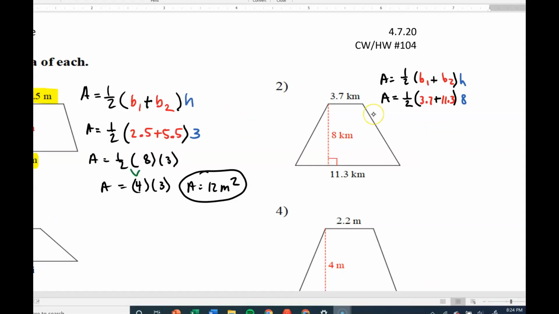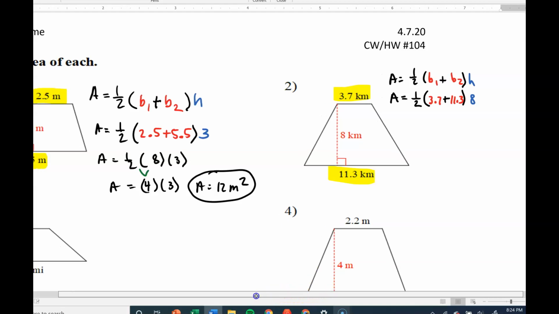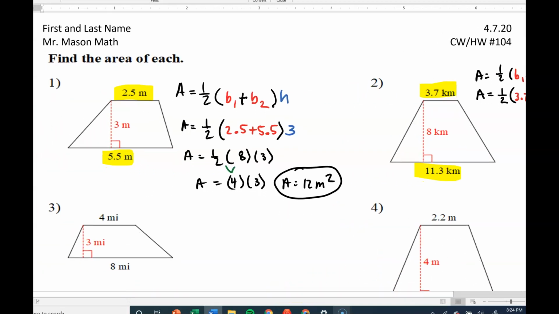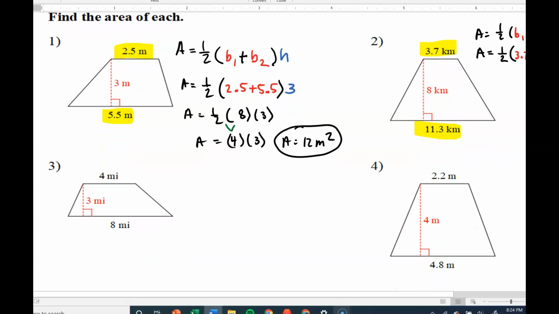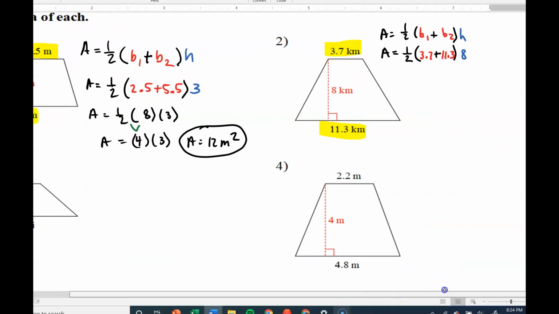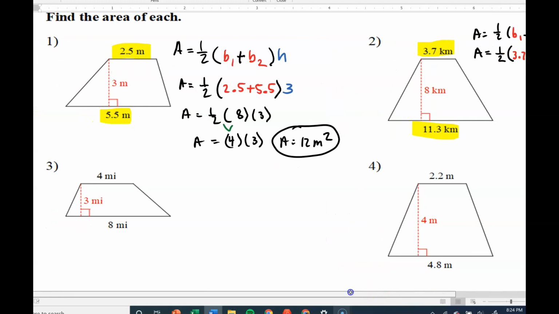As we move over and take a look at number 2, I've set it up for you. Area is equal to 1/2 base 1 plus base 2 times height. I plugged in your 2 bases, which in this case were 3.7 and 11.3, and then I also plugged in your height, which was 8. I'm going to make you solve this one on your own and then answer it in Edpuzzle. Make sure you circle your answer on your paper. Number 3 and number 4 you will do all by yourself. These problems are exactly like numbers 1 and 2, so they should go right below on your paper.